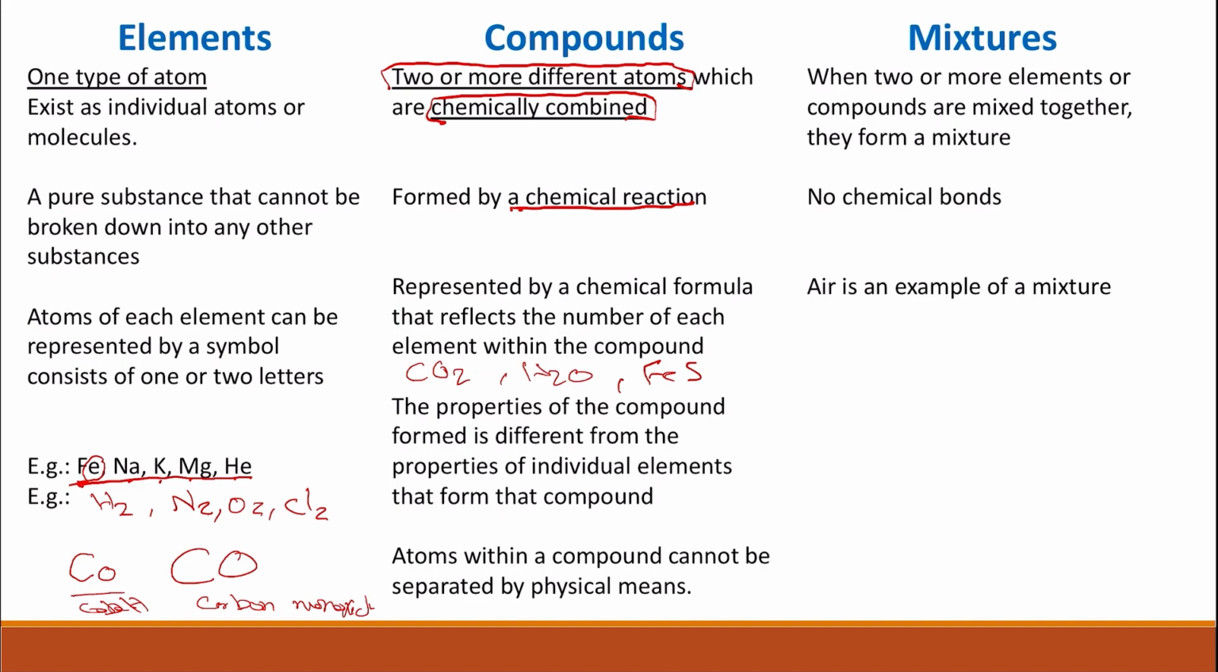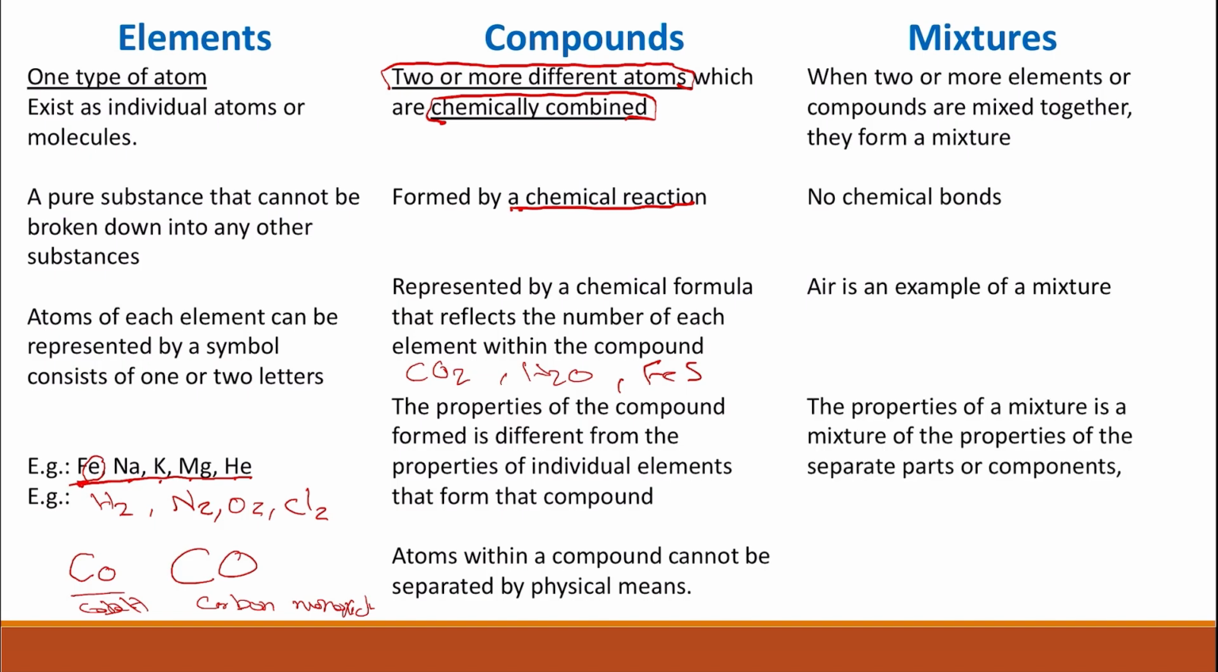A typical example of a mixture is air. So we know that in air, you can find different gases, like nitrogen, like oxygen, carbon dioxide. We have argon as well, and we have water vapor and other gases. So this is a mixture of different elements and compounds as well. Because the different components of the mixture are not chemically combined, they just exist together in the same place.